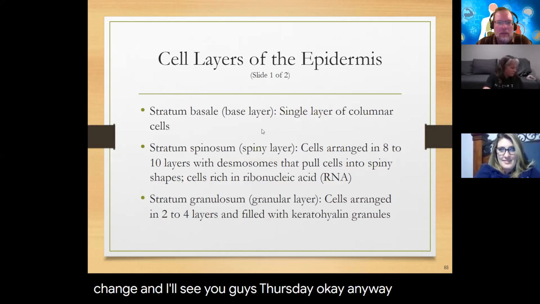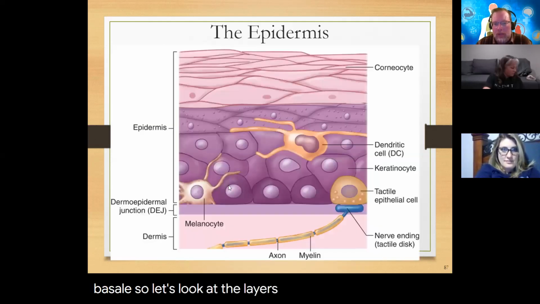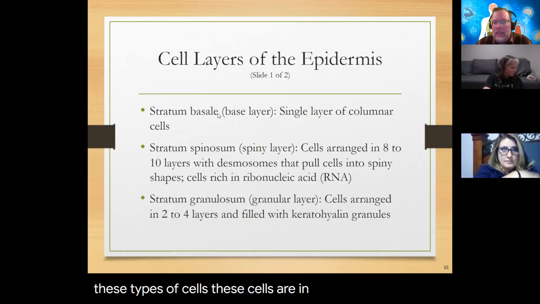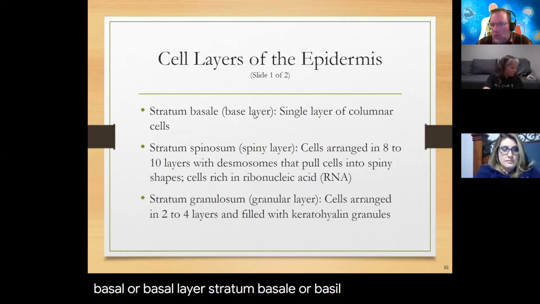Stratum basal. So let's look at the layers. Not just that we've got these types of cells, these cells are in layers too. The deepest layer that connects with the basement layer is called the basal layer. Stratum basal just means base layer. One layer of brand new babies. This is the hypermitotic area.